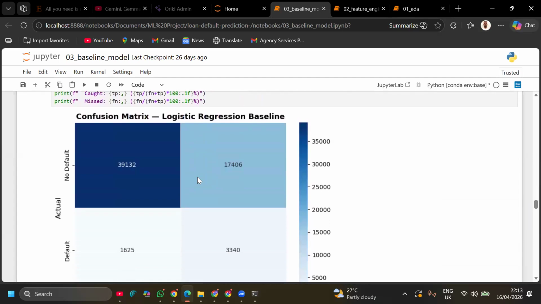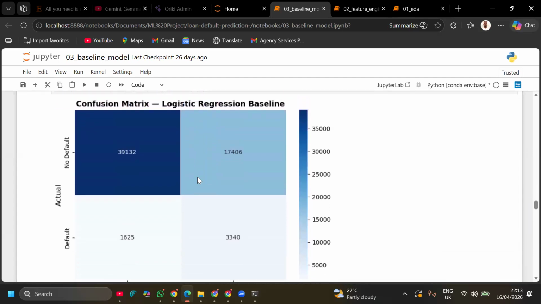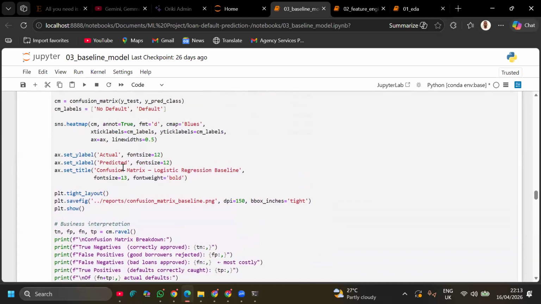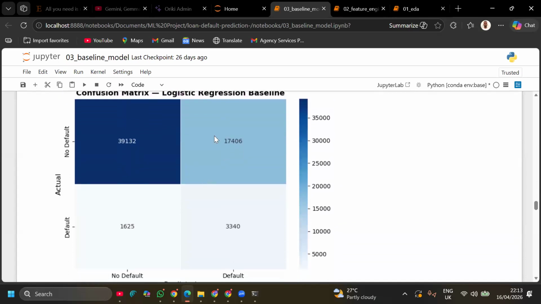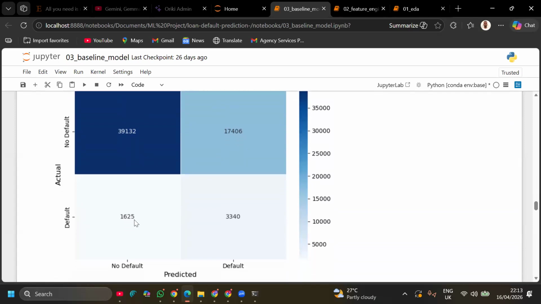Okay, so we also have the confusion matrix. The confusion matrix here is just trying to tell us that out of the total number of people, we have 39,132 that did not default, and we also have the false positive on this side. And for the people that did default, we have 1,625, and we have the false negative, right?